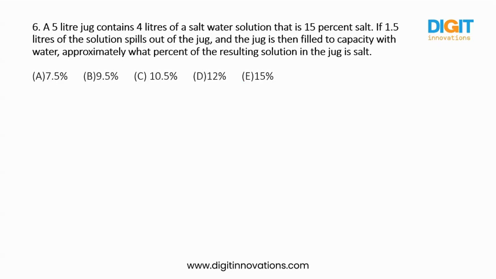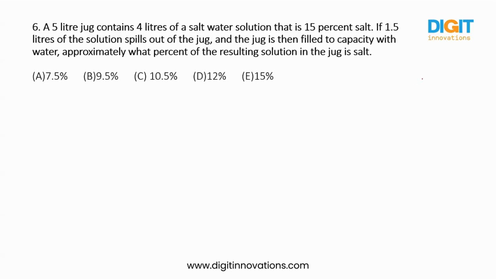A 5-liter jug contains 4 liters of a salt water solution that is 15% salt. If 1.5 liters of the solution spills out of the jug and the jug is then filled to capacity with water, approximately what percent of the resulting solution in the jug is salt?